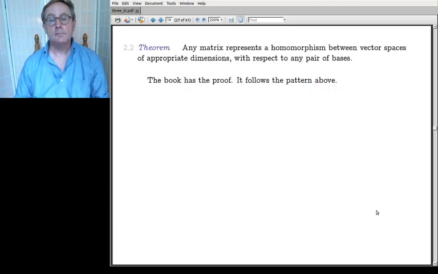Okay. So any matrix represents a homomorphism between vector spaces of appropriate dimensions with respect to any pair of bases. What does appropriate dimensions mean? Well, in the previous example, H was a 2 by 2 matrix, so I need to have that the dimension of the domain and the dimension of the codomain are both 2-dimensional spaces. Okay? And the proof is just a question of going through the previous example and putting in i's and j's. Beta 1s and beta 2s, delta 1s and delta 2s kind of stuff. That's all.